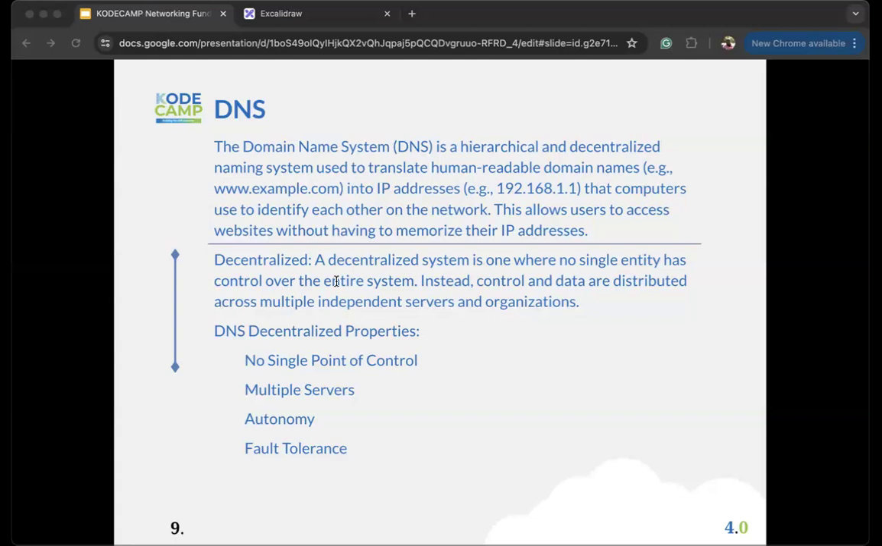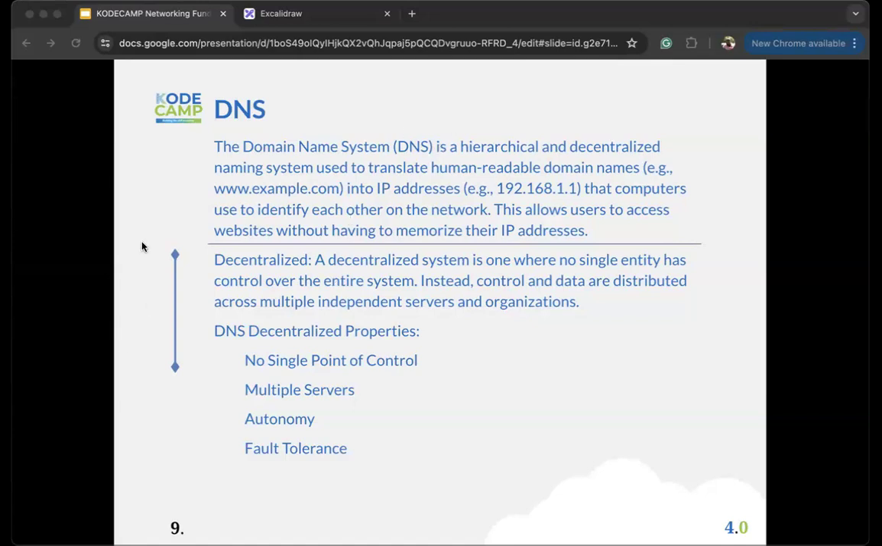Now, we said the domain name system is a hierarchical and decentralized system. You know what decentralized is? No single point of control, multiple servers, autonomy, right? Each domain name, each subdomain is managed by a different organization, right? Different organizations manage different domains. So that's autonomy and fault tolerance, and there's no single point of failure on the domain name system. That's the decentralized property of the domain name system.